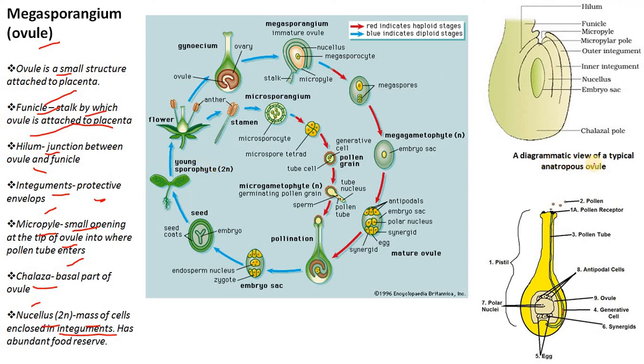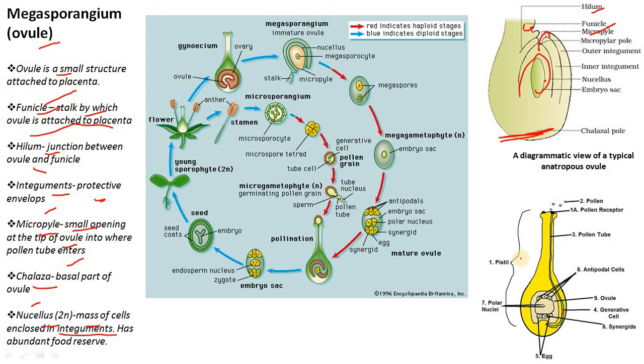And this is a diagrammatic view of a typical anatropous ovule. And this is the hilum, this is the funicle, and this is the micropyle. And this is the micropylar pole, outer integument, inner integument, nucellus, and embryo sac at last. This is the basal part or chalazal pole.